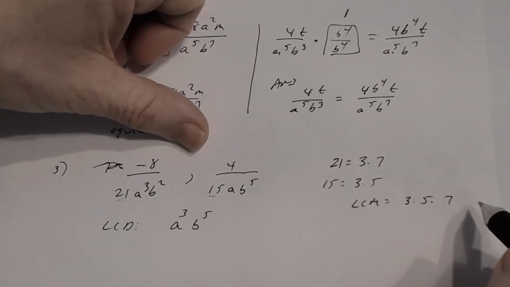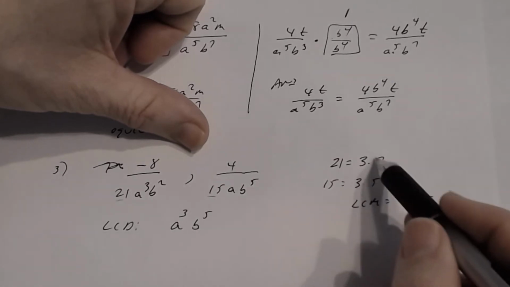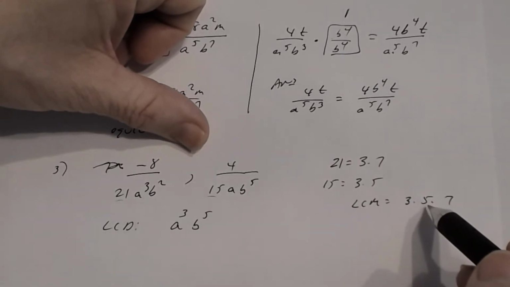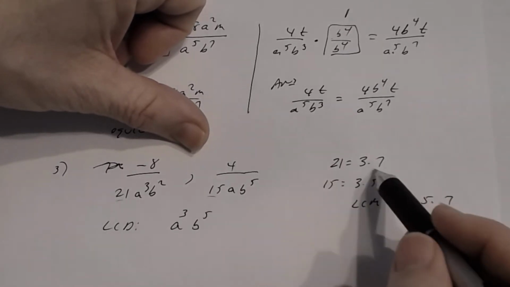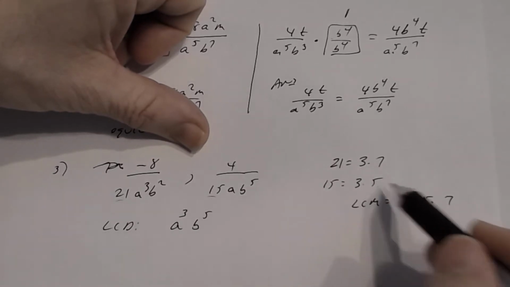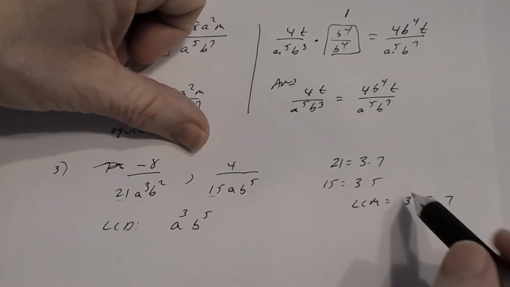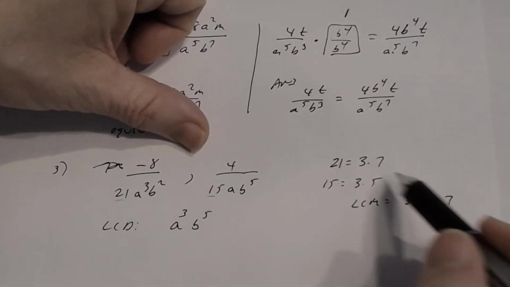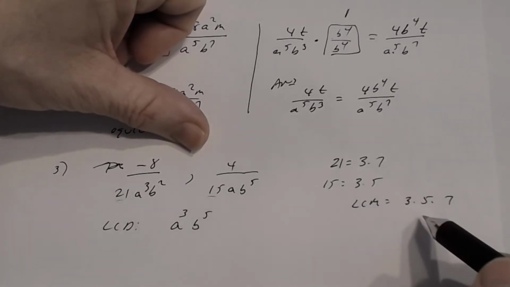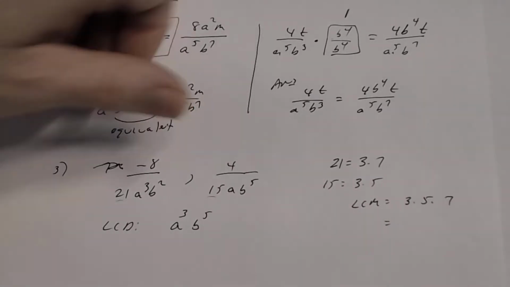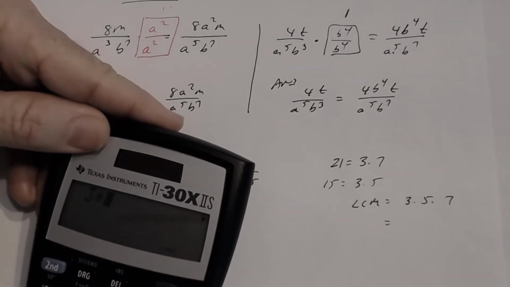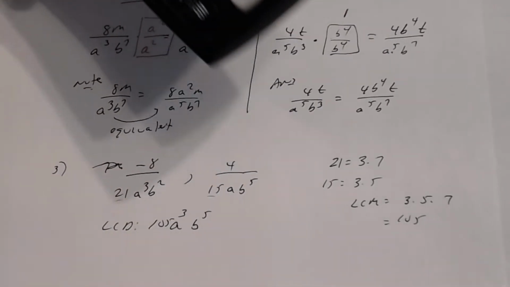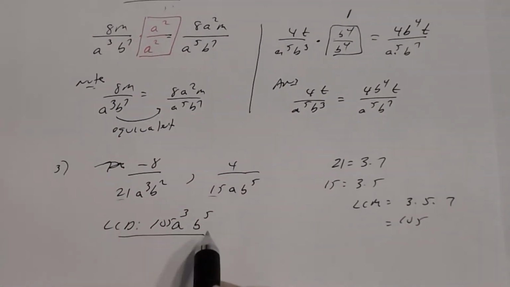And the question is, how many of each do you need, though? So how many factors of 3 are in 21? 1. How many factors of 3 are in 15? 1, so I just need 1. Let's go with the 5. How many factors of 5 are in 21? 0. How many factors of 5 are in 15? 1, so I need just 1. 7, remember, always use the largest amount, just like you did when we talked about these exponents here. For 7, there's 1 factor 7 here, 0 here, all I need is 1. So therefore, the LCD will be 3 times 5 times 7. So 3 times 5 times 7 is 105. And so your LCD is 105, a to the 3rd, b to the 5th.